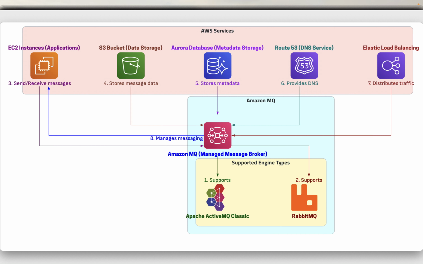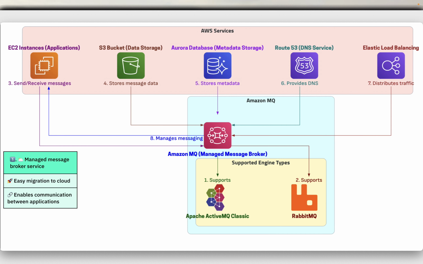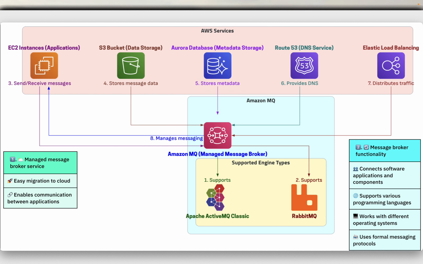So what is Amazon MQ? Amazon MQ is a managed message broker service that facilitates easy migration to a cloud-based message broker, enabling communication between applications. As a message broker, Amazon MQ connects software applications and components, supporting various programming languages, operating systems, and formal messaging protocols. And here MQ stands for message queue.